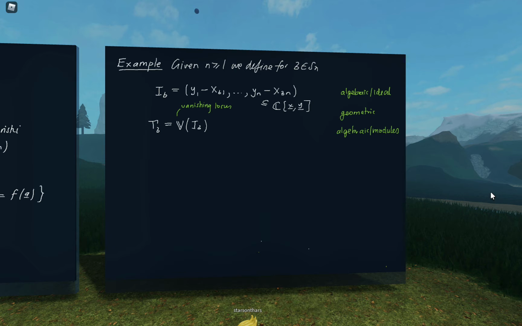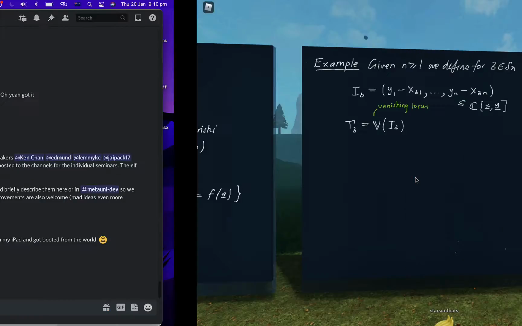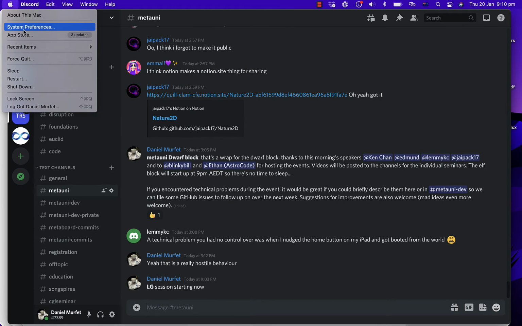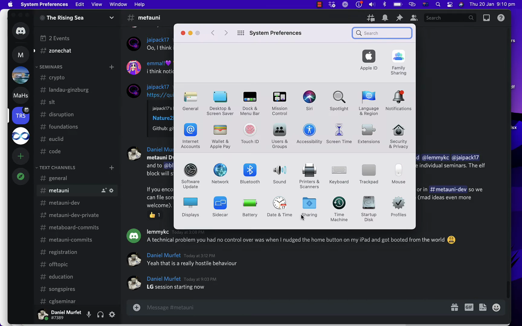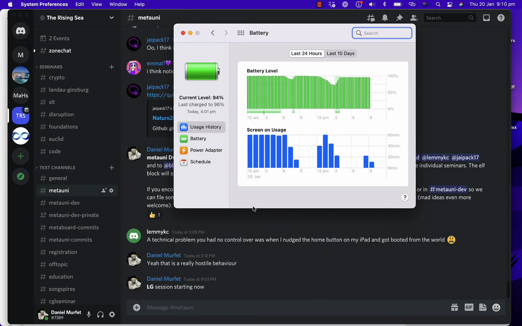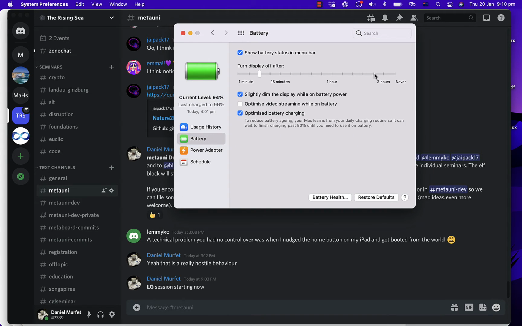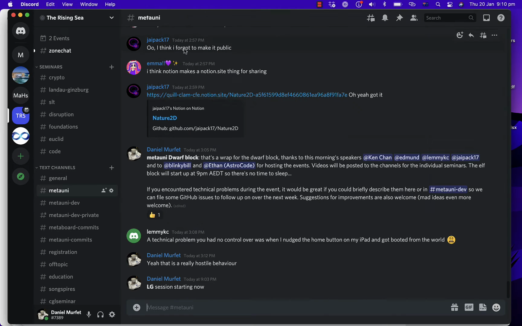Just a second. For the purposes of the recording, I have to make sure that the screen on my laptop is not going off all the time. Hopefully that will not happen again.